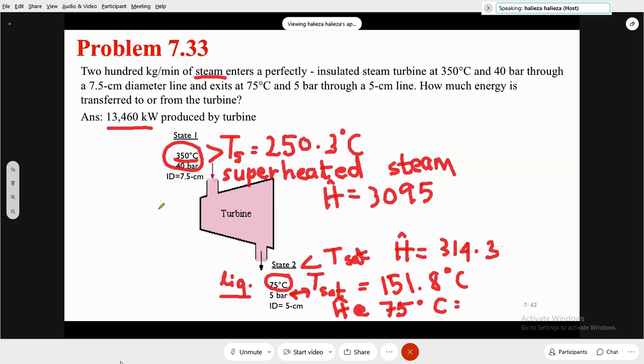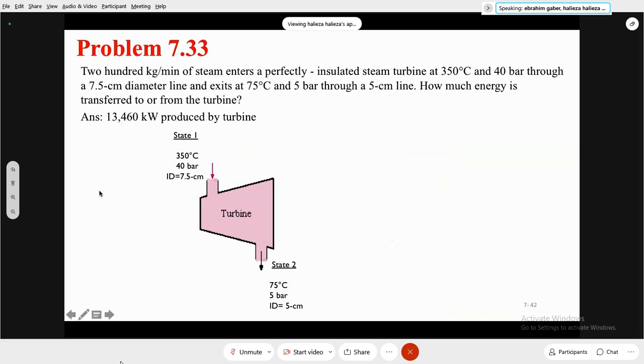The enthalpy of liquid water between 74 and 76 degrees C, if you interpolate. See whether you're going to get the same value, whether the same 314.3. And then after that, try to solve this problem. Okay, guys, I'm not going to wait for you to do it. I'm just telling you how you can do it.